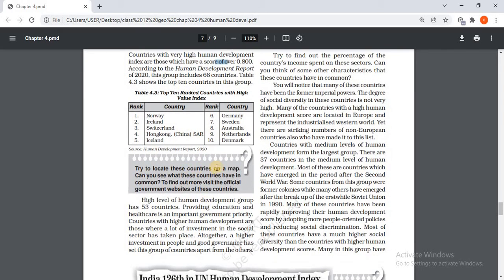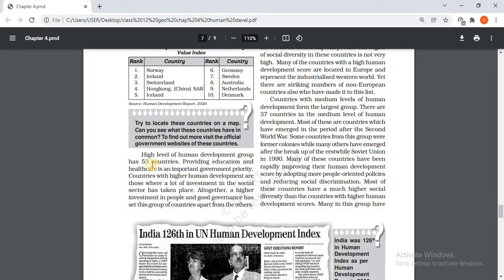Try to locate these countries on a map. Can you see what these countries have in common? To find out more, visit the official government websites of these countries. The high level of human development group has 53 countries. Providing education and health care is an important government priority. Countries with higher human development are those where a lot of investment in the social sector has taken place. Altogether, a higher investment in people and good governance has set this group of countries apart from others.